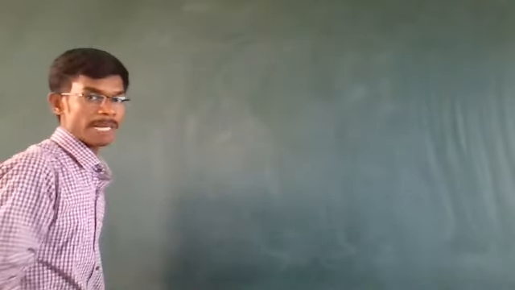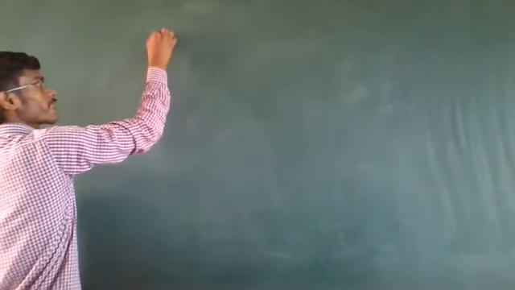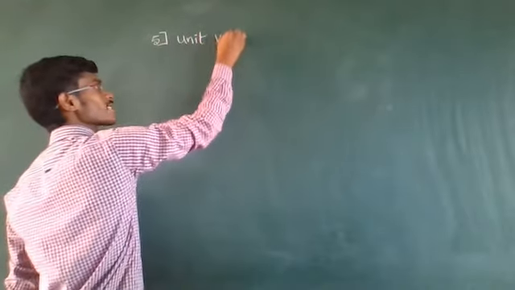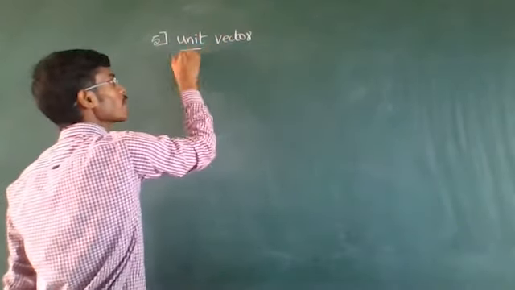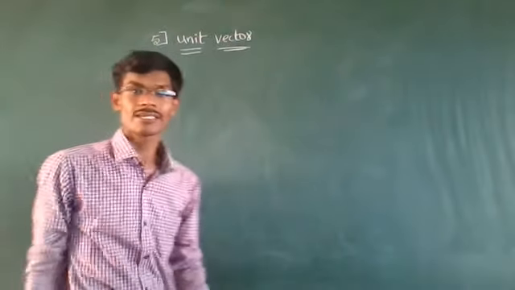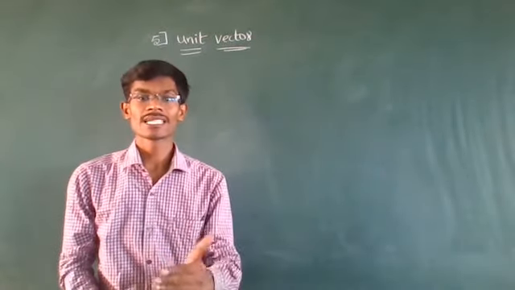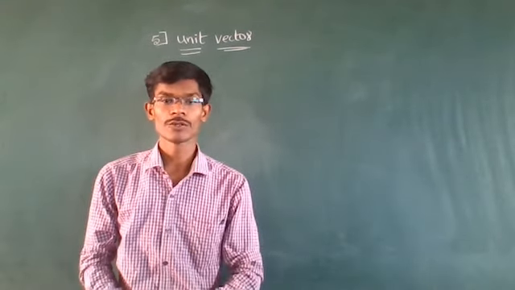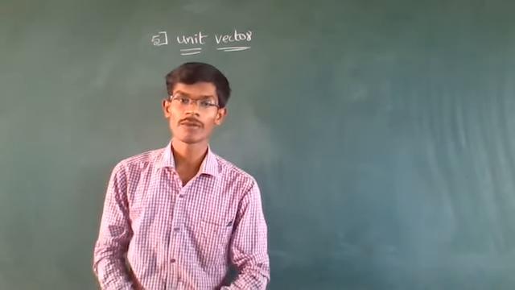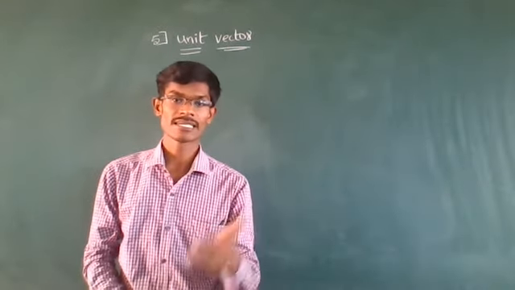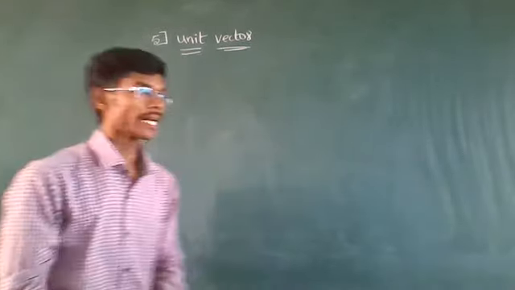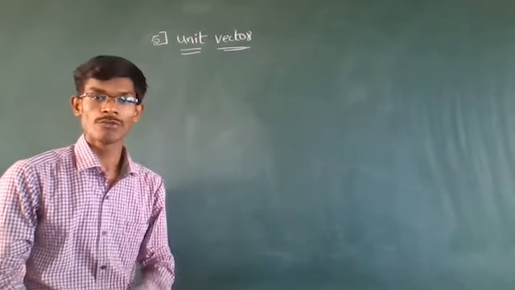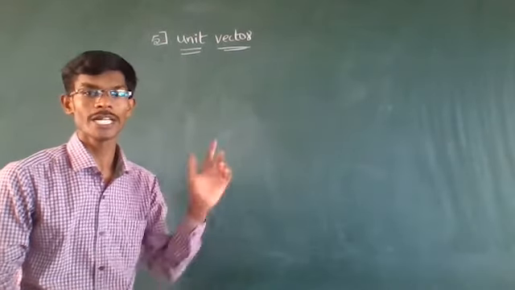And the fifth type of vector is the unit vector. In vectors, the unit vector is a very important one. Why? Because unit vectors are used to represent the direction of a physical quantity along the coordinate axes, x-axis, y-axis, z-axis, and so on. And what is a unit vector? The vector which has magnitude 1 is called a unit vector.